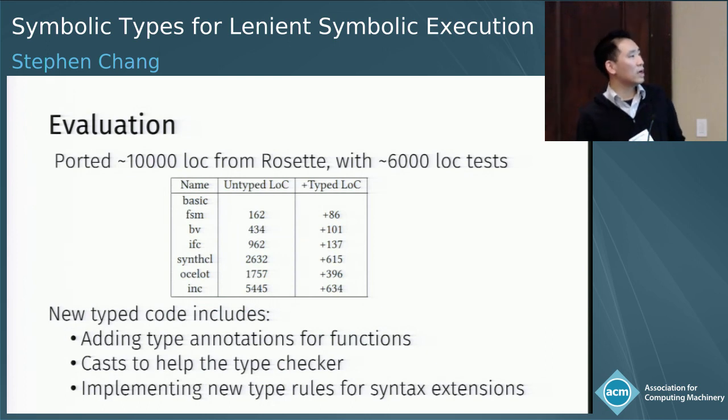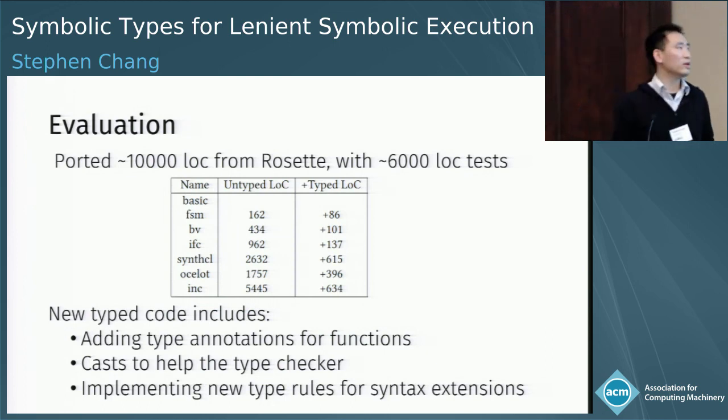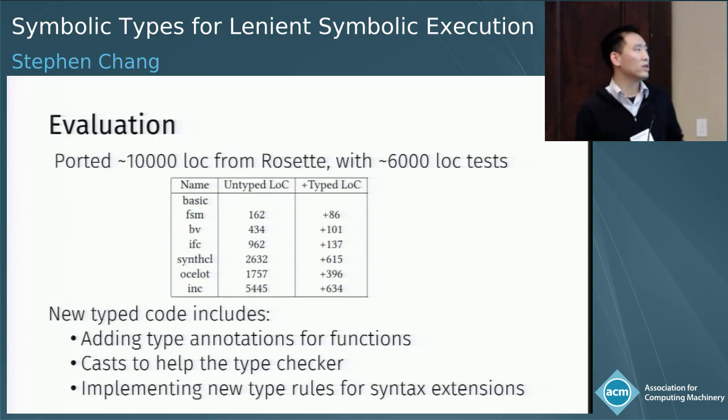And finally, I mentioned that we want our type system to be useful. So how do we know that it's useful? Well, we ported several projects from Rosette to our typed language, about 10,000 lines of code and another 6,000 lines of tests. And here's a snippet from the table in the paper. And what I'd just like to briefly point out is that the table includes the size of the original project as well as how many lines we had to add to port it to Typed Rosette.